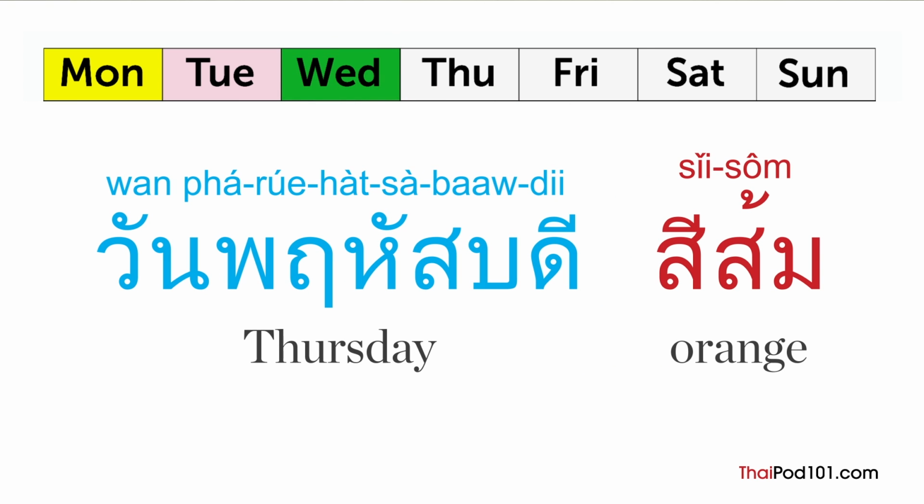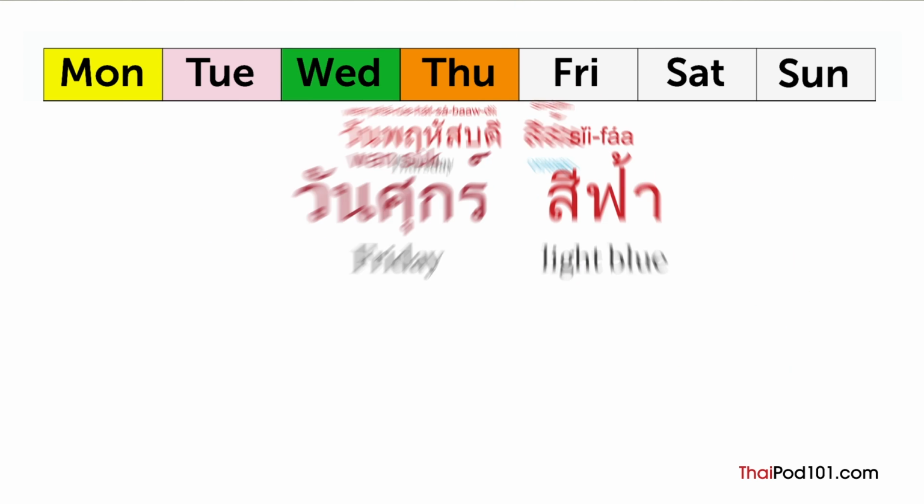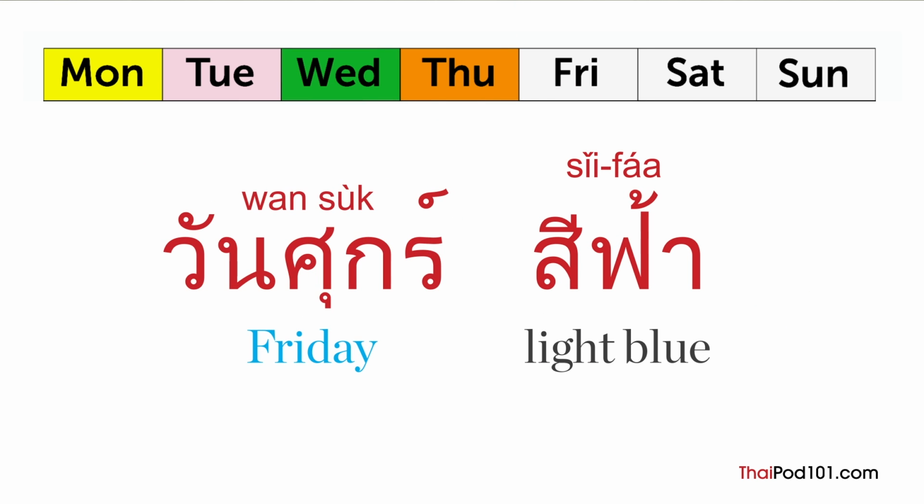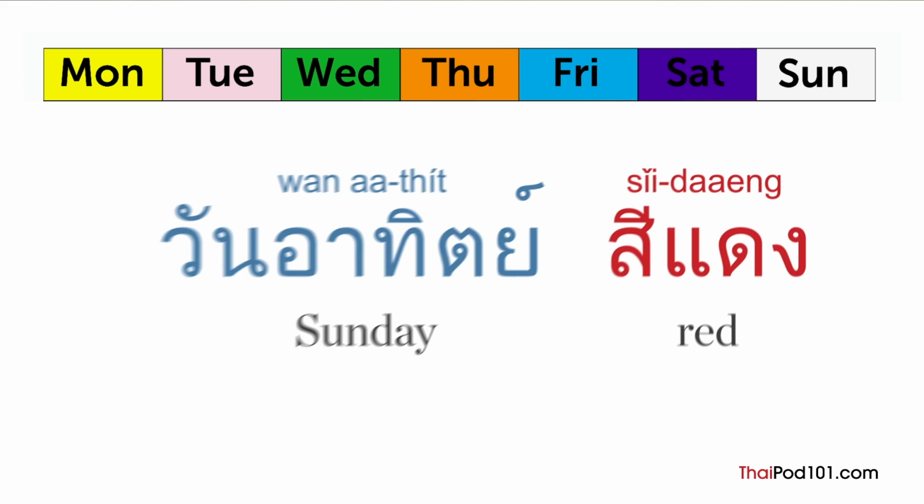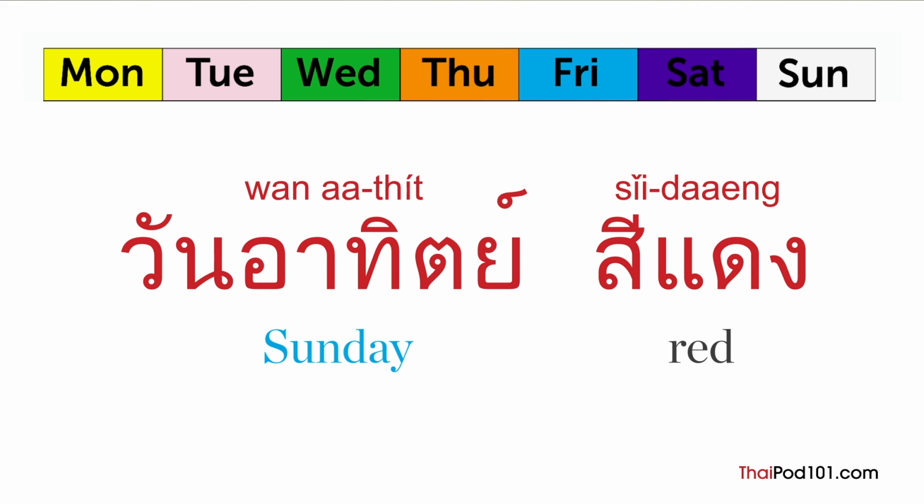วันพฤหัสบดี, Thursday is represented by สีส้ม, orange. วันศุกร์, Friday is represented by สีฟ้า, or light blue. วันเสาร์, Saturday is represented by สีม่วง, purple. And วันอาทิตย์, Sunday is represented by สีแดง, or red.